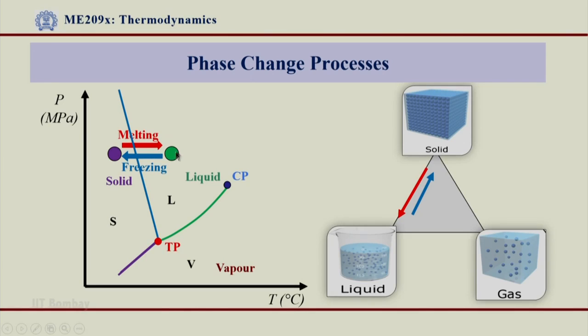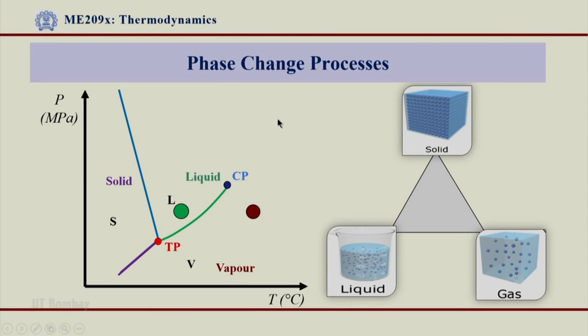While if I reduce the temperature of this liquid, it will get solidified, the process is the reverse of melting and that is what we call freezing. Again this process would happen across this SL saturation line, solid to liquid saturation line. Melting and freezing are two opposite processes that are shown in this triangle also.